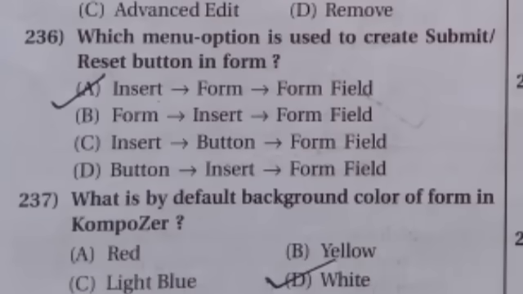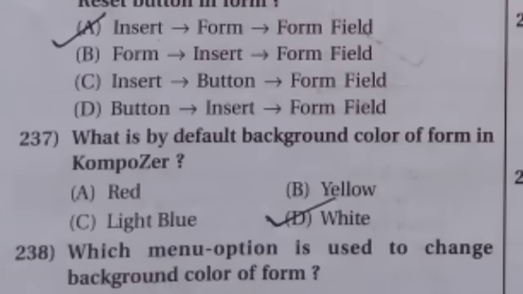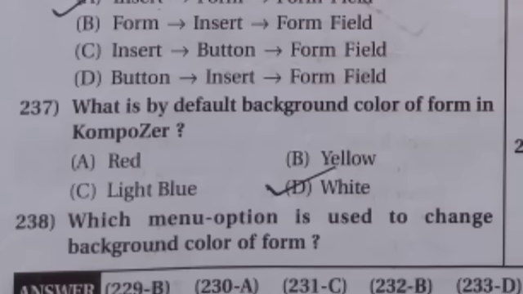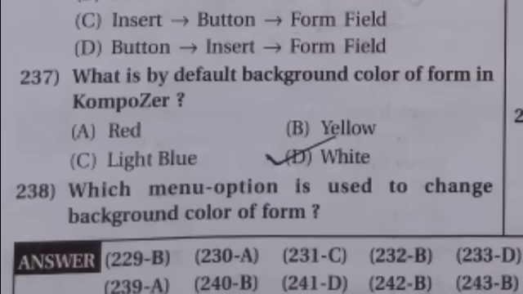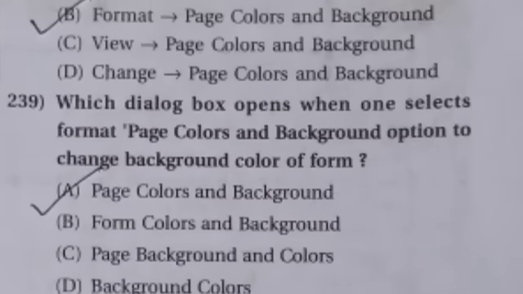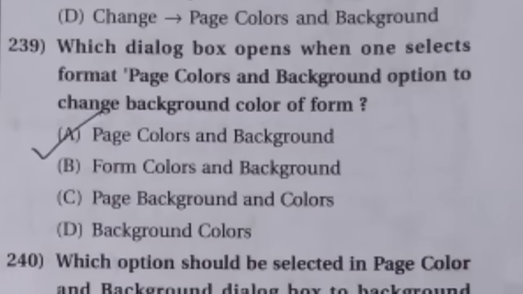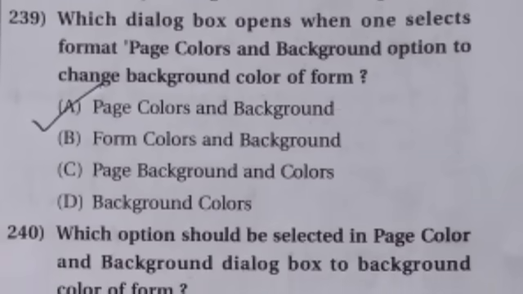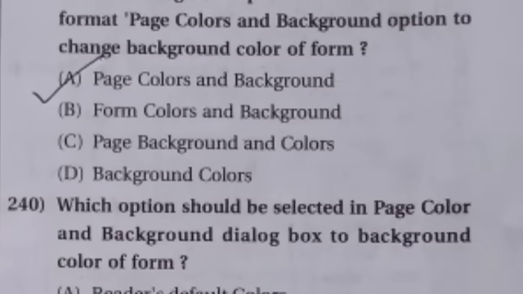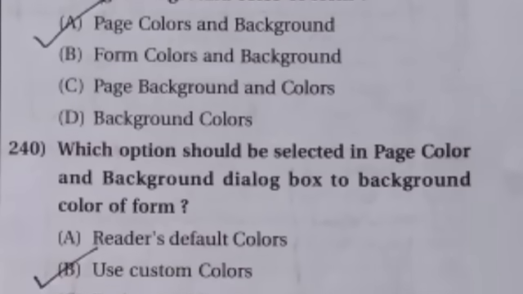What is by default background color of form in composer? D answer है white. Which menu option is used to change background color of form? आंसर है बी फॉर्मेट पेज कलर एंड बैकग्राउंड. विच डायलॉग बॉक्स ओपन्स व्हेन द सिलेक्टेड फॉर्मेट पेज कलर एंड बैकग्राउंड ऑप्शन टू चेंज बैकग्राउंड कलर ऑफ फॉर्म? तो आंसर है ए पेज कलर एंड बैकग्राउंड.